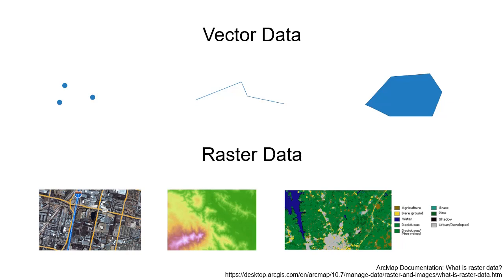This week we'll learn to use raster analysis in ArcGIS Desktop to create flood hazard vulnerability and flood risk maps. There are two primary types of spatial data, vector data and raster data.